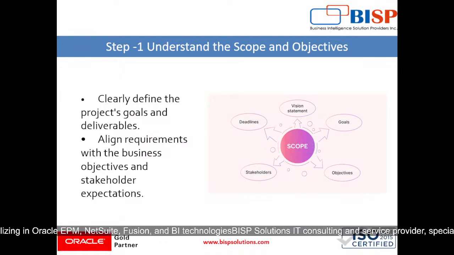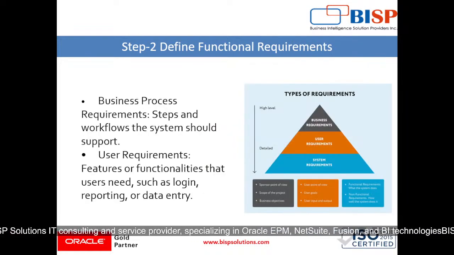So for that, understanding the scope and objective is the first step for us. We have to clearly define the project's goal and deliverables. We have to align requirements with the business objective and stakeholders' expectations. Then we have to define functional requirements.